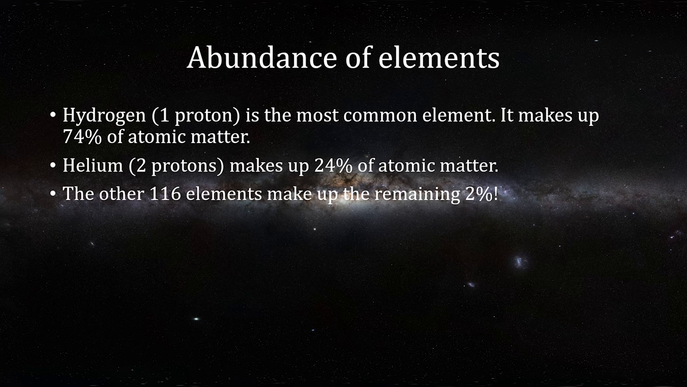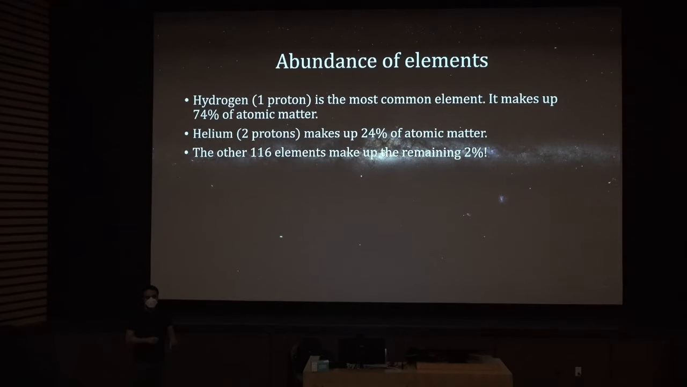Now, what's interesting is that hydrogen, which has just one proton, is the most common element, and it makes up 74% of all atomic matter. And then helium, which has two protons, makes up 24% of atomic matter. If you add this up, you'll get 98% is either hydrogen or helium. So the other 116 elements make up the remaining 2%. So basically, the entire universe is mostly either hydrogen or helium. And it makes sense because these have the smallest number of protons, so in some sense they are the easiest to make.